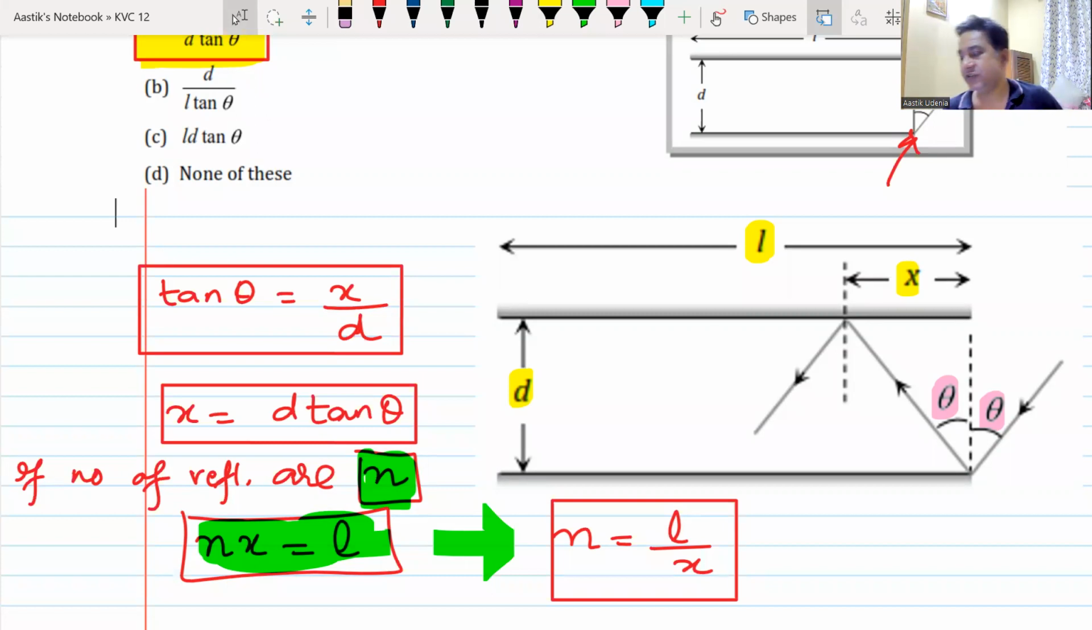Okay, so you can note it down. Tan theta is x by d. Once you have drawn the diagram, it is very simple for you to understand that tan theta is x by d. The number of reflections are n times x, which is the horizontal distance. N times x will be equal to the total length L, and that is how you end up with the answer.